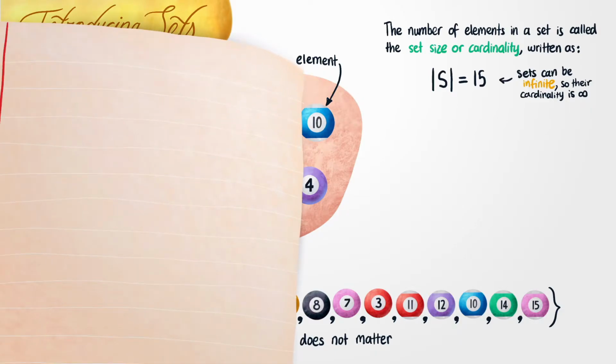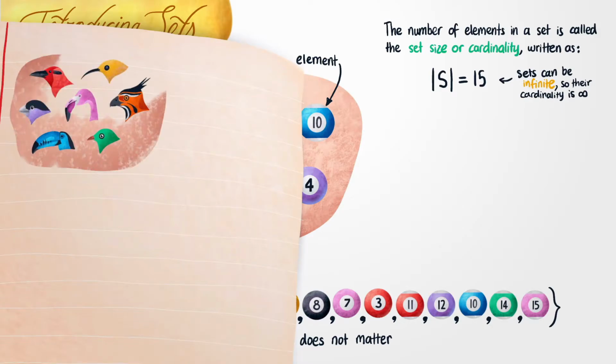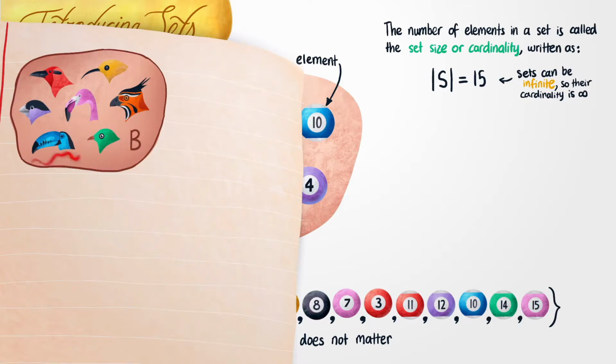Now, the first set I'm going to talk to you about is the set of bird species. I want you to think about every species of bird that has ever lived on this planet. Now in this set, I've drawn just a few different birds that do belong to this set, and I've labeled this set capital B. Now it's more or less impossible for me to draw every bird that ever existed here, because A, there are way too many of them, and B, I haven't even seen every single bird that's ever existed.